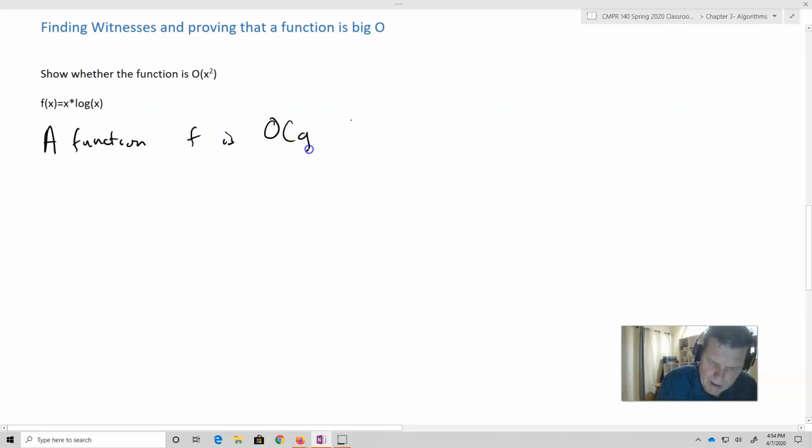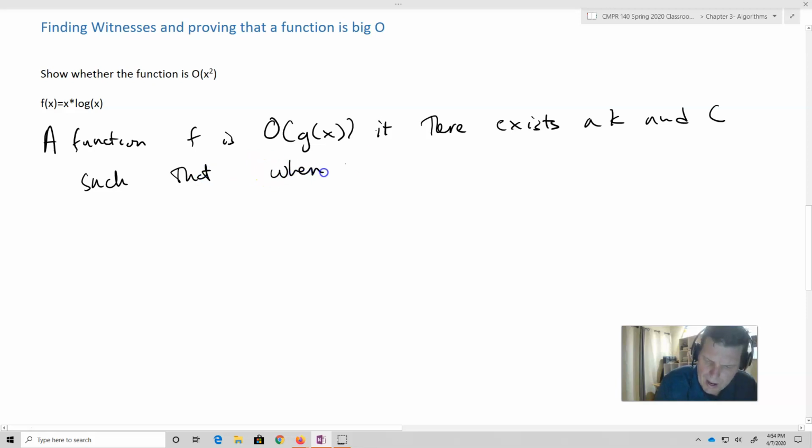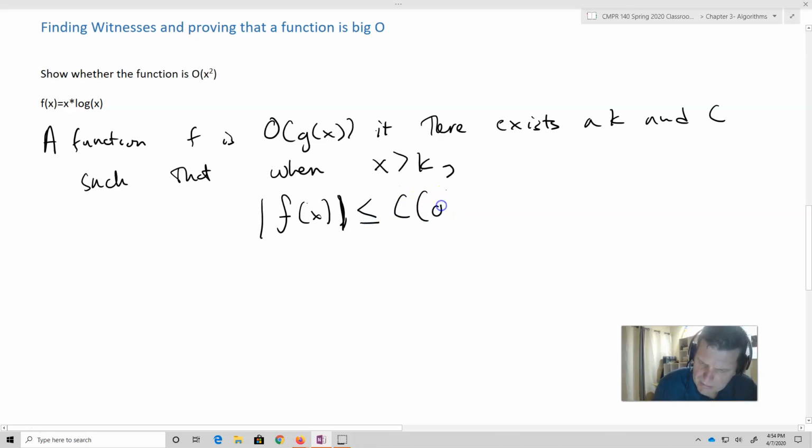is O of g of x if there exists a k and c such that when x is greater than k, the absolute value of f of x is less than or equal to c g of x. Right, so it basically ends up getting dominated. Okay, and k and c are called the witnesses.